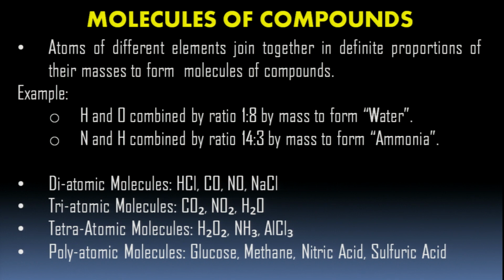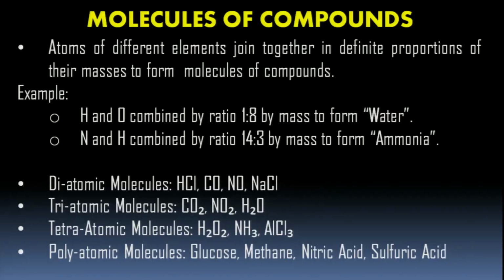N is 14, and for this, children, let me tell you once more, you have to remember the atomic masses. Okay, so make a list of it and go through it when you get time. The atomic mass of nitrogen is 14 and that of hydrogen is 1 u. And here we are considering 3 atoms of hydrogen, NH3. So they are in the ratio 14:3 by mass.